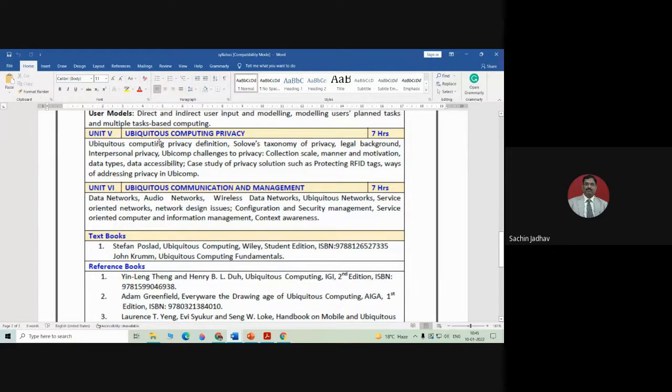Okay, there you will understand the definition of privacy, because privacy is defined by many different authors, inventors, we can say, and different organizations have also defined it. So we'll discuss the authorized privacy definition. We'll discuss Solove's taxonomy of privacy. Many times questions were asked on Solove's taxonomy of privacy. Then the legal background: what legal laws are there to maintain privacy? Okay, and that means to keep interpersonal privacy.